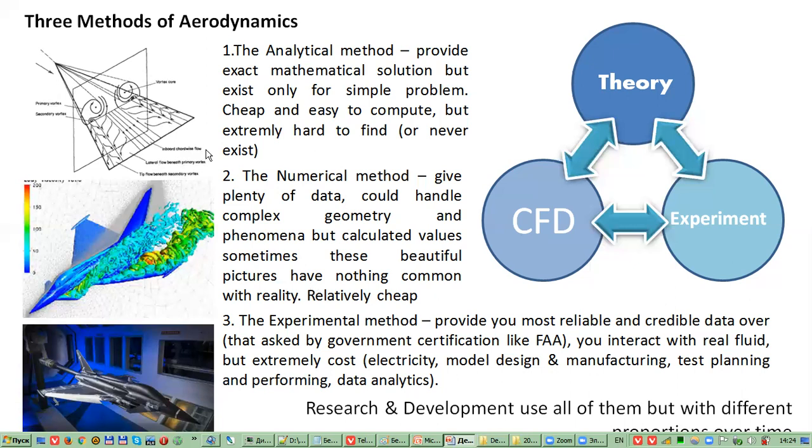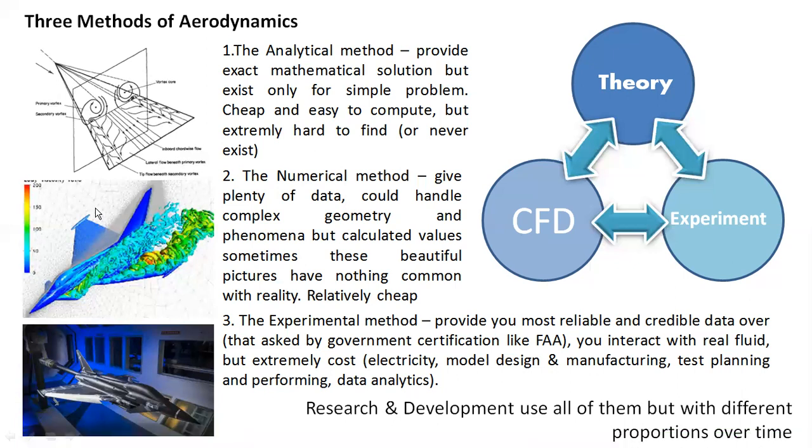During time, the proportion in which we use these methods changes. 100 years ago only analytical and experimental methods existed. And the experimental method was used mostly after the analytical one at the first stage. Numerical methods, computational fluid dynamics, started only in the 70s maybe, when computers improved, when calculation became relatively cheap.